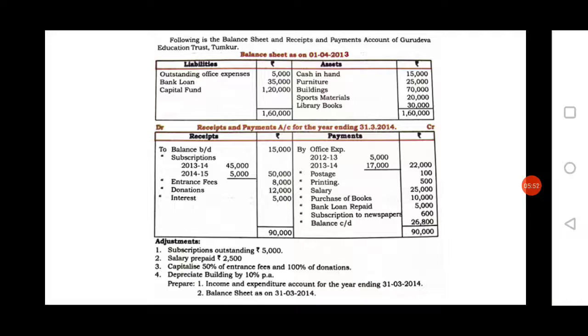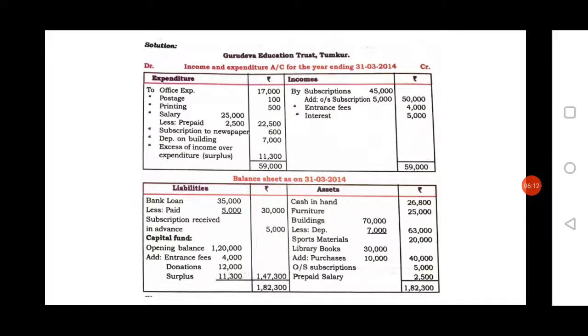Third one, here they have said capitalize 50% of entrance fees. Therefore, the remaining 50% should be considered as revenue received. Therefore, the entrance fees book value is 8,000. In that only 50% should be considered as revenue income. Therefore, in the income side, by entrance fees 4,000 you have to record.